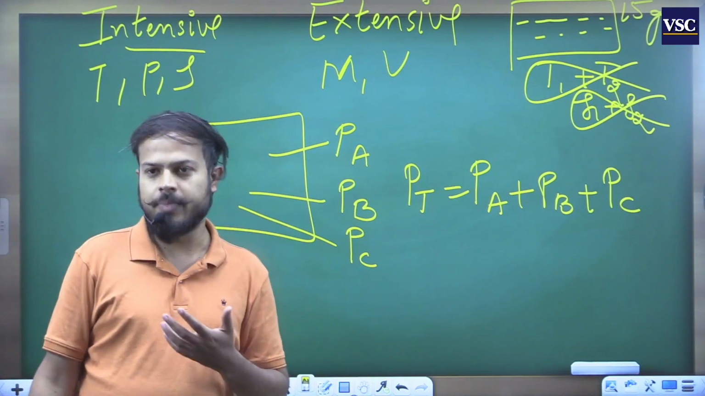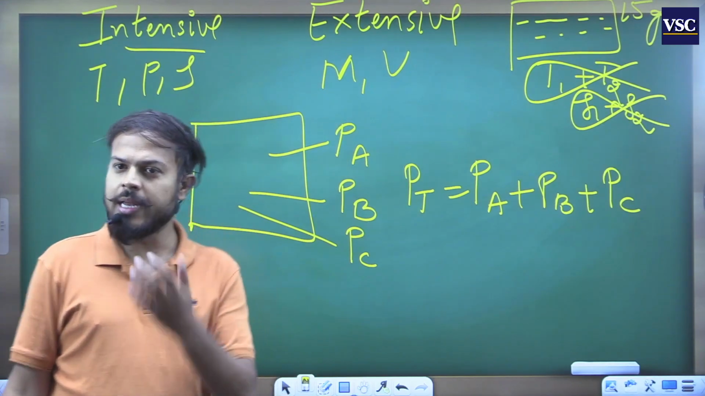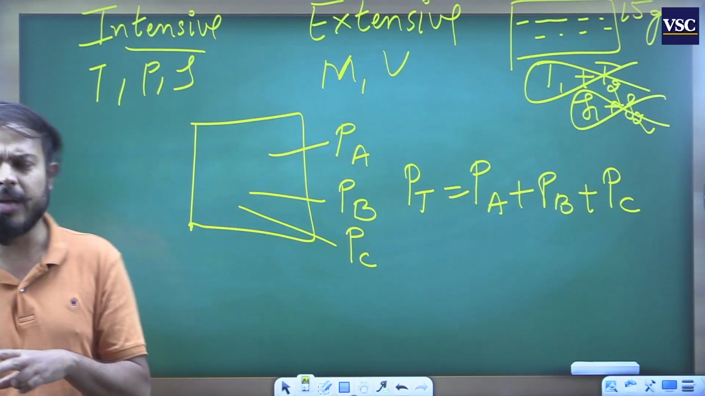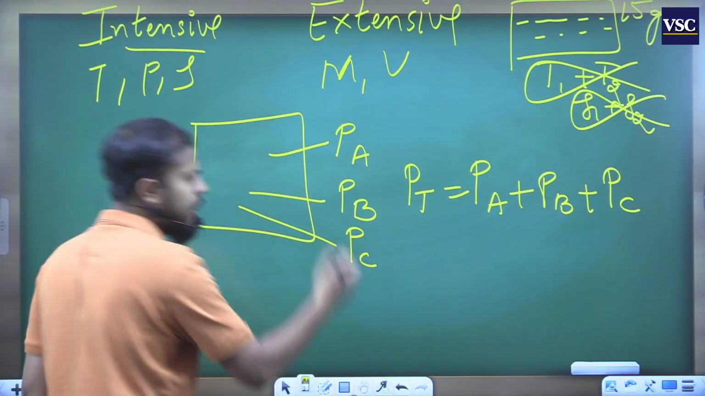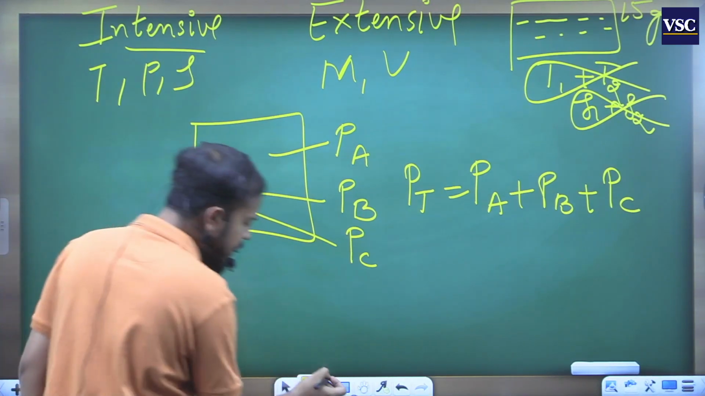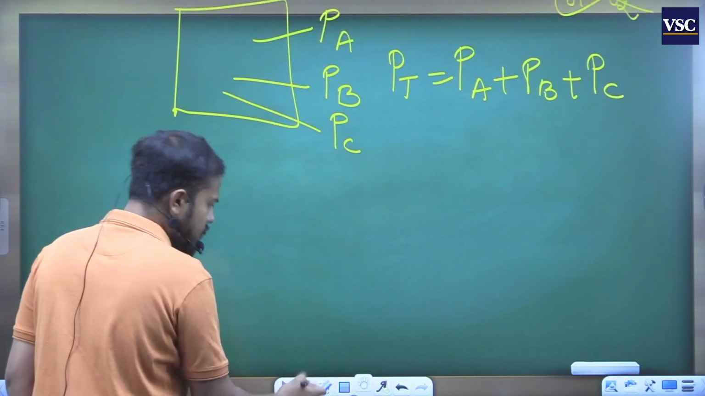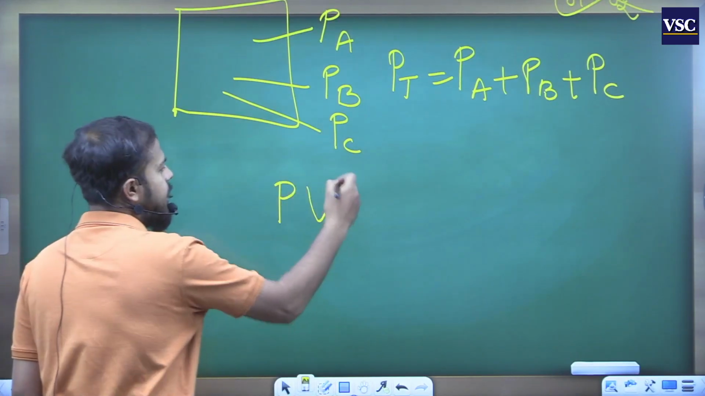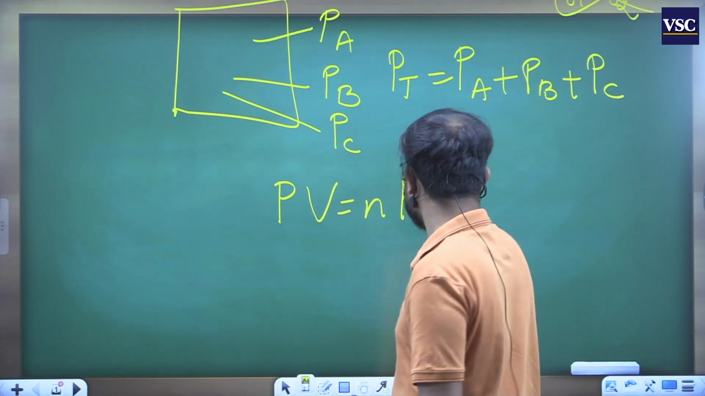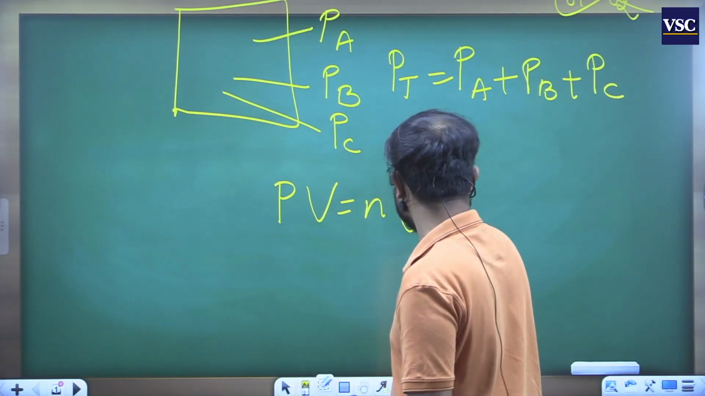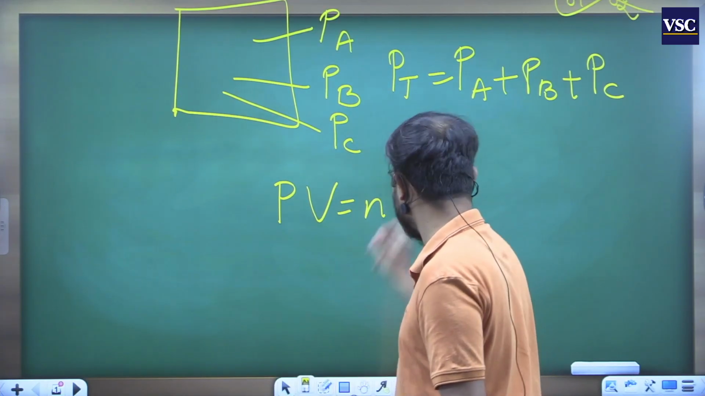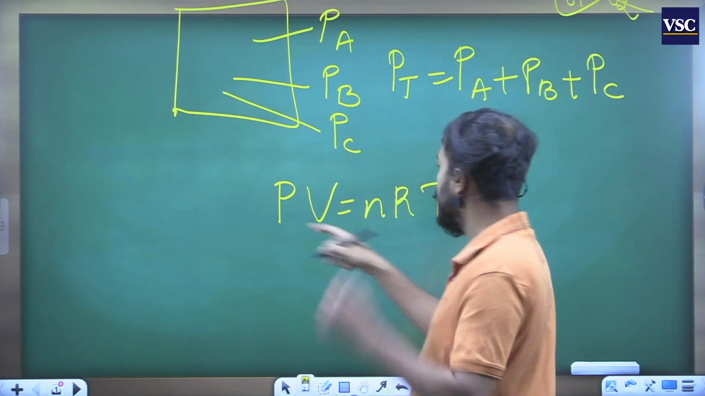How do we calculate partial pressure? This is the big question, which will help you to solve the questions. There are two ways to calculate the partial pressure. If you want to calculate the partial pressure, you can apply two formulas. Those are very basic and very easy formulas. For example, we all know the ideal gas equation, that is PV equals nRT.